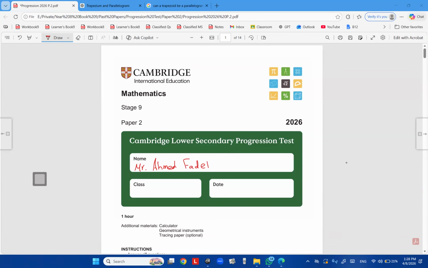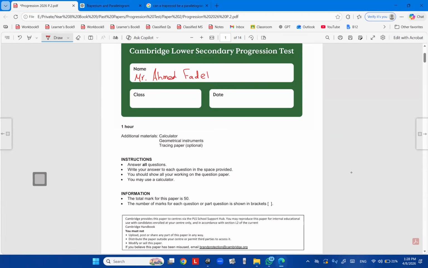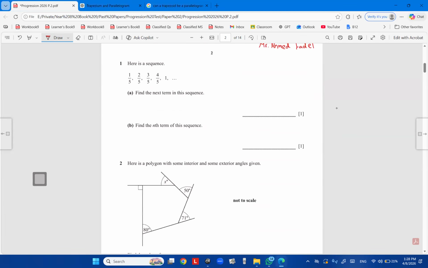And in today's video, we are going to discuss paper 2 progression test 2026. The first question here says that here is a sequence. Find the next term in the sequence. If you noticed over here, we are adding 1 over 5 every time: add 1 over 5, add 1 over 5. So it is going to become 1 and 1 over 5.